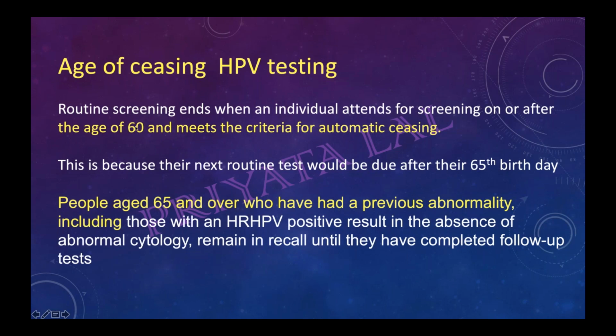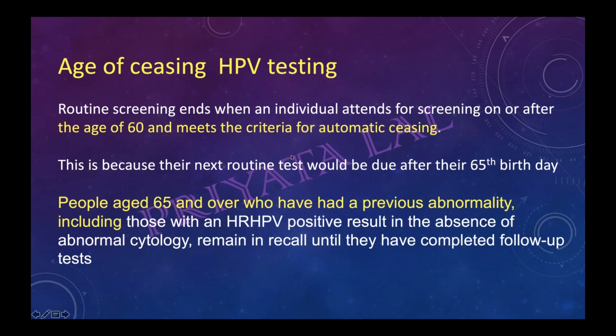So that means if the patient is coming at 59, she will be called one more time. But if the patient is coming at 60, she will not get any call, because the next call will be after the 65th birthday. Yes, that is the point of understanding: no follow-up should fall after the 65th birthday. So if it is there, it is automatically coming at 60th. That's why they wrote it like that.